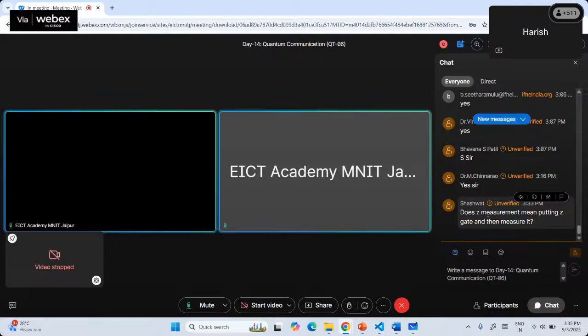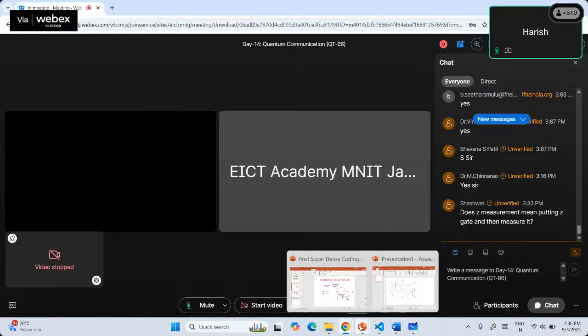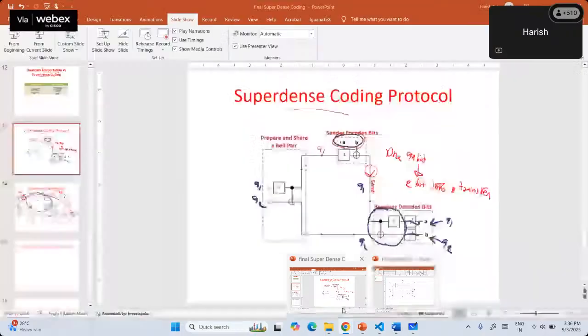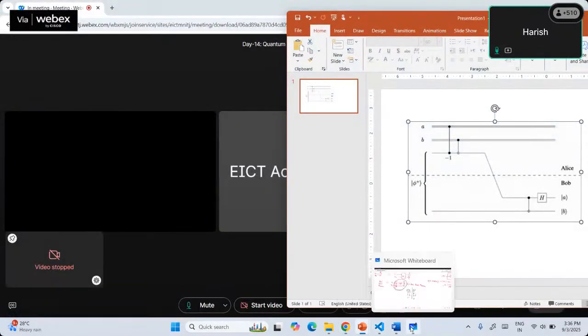Yes, there is one question. Does Z measurement mean putting a Z gate and then measuring it? Correct, correct. So Z basis measurement is exactly the same. Basically, not putting a Z gate. No, no, no. Just understand like this. It is not like that.